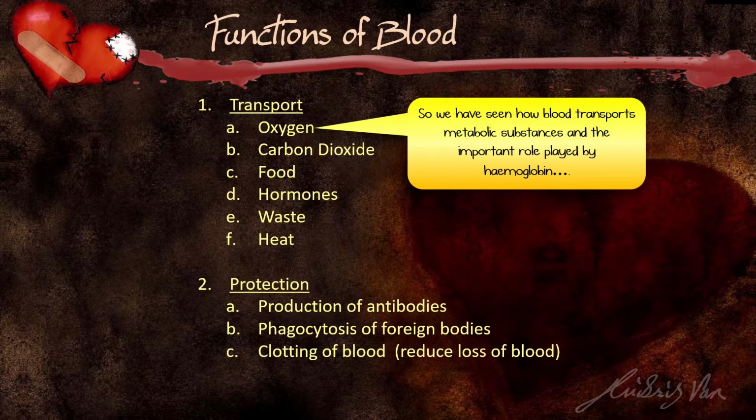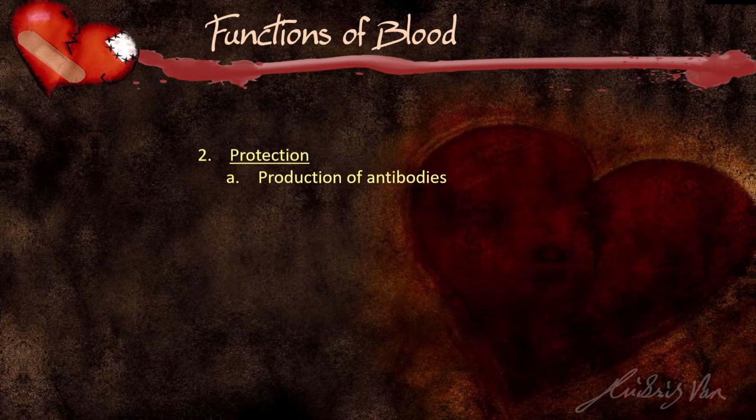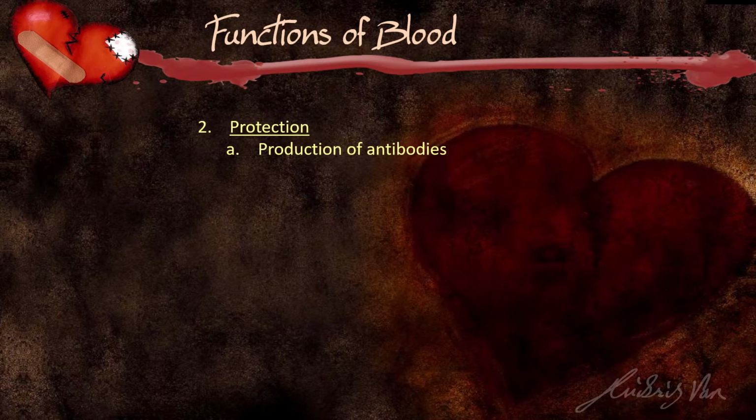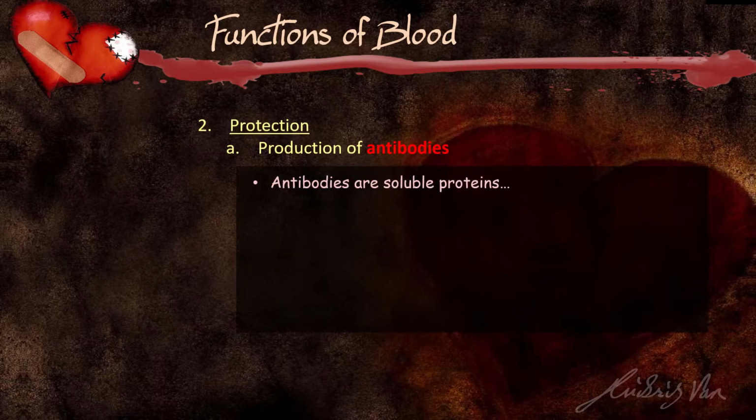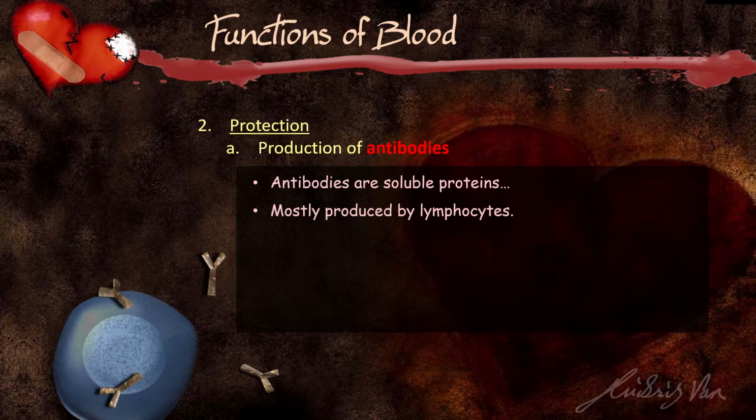Let us shift our attention to the protection function of our blood. So firstly, the blood produces antibody. Antibodies are soluble proteins. They are mainly produced by lymphocytes. Lymphocyte is a specialized white blood cell that produces antibodies. Do you need to know the spelling of lymphocytes? No, you just need to know white blood cell.